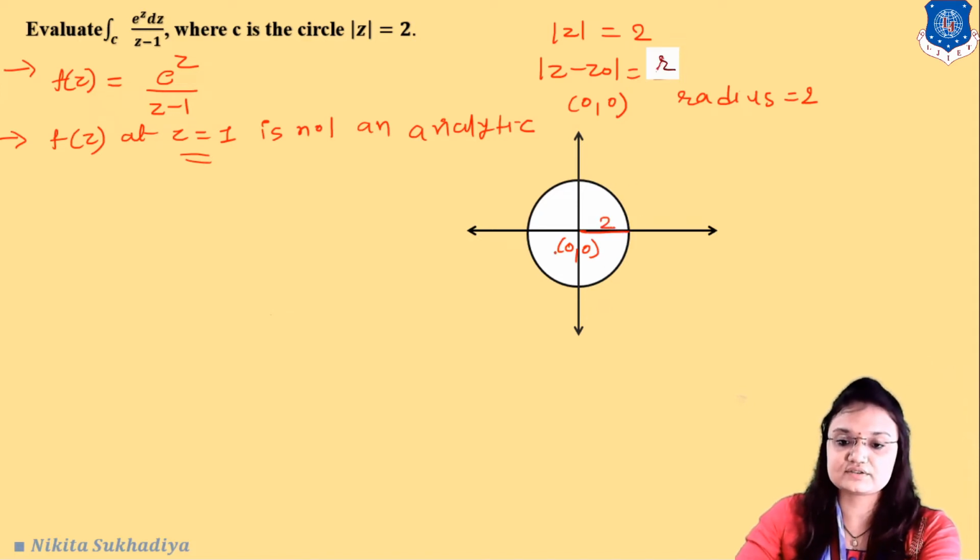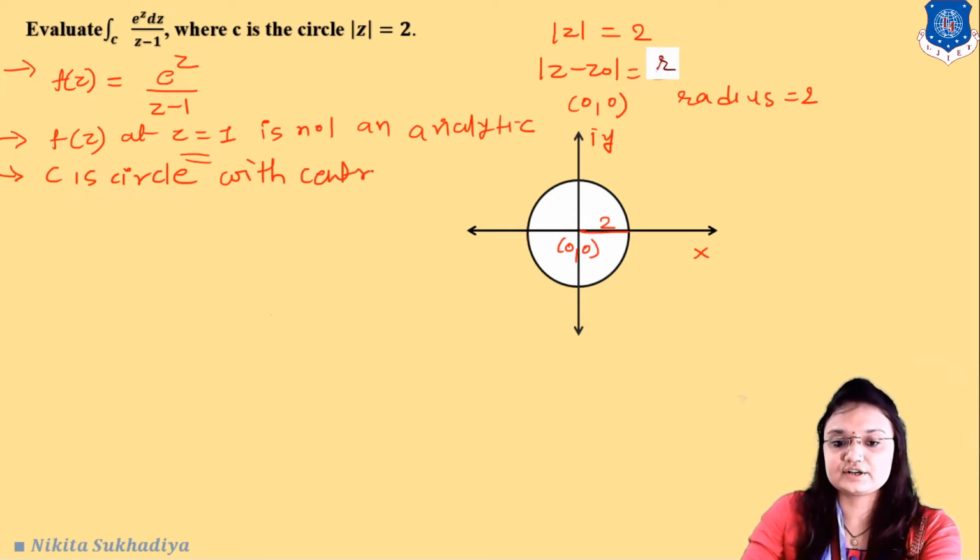So this is a circle with center point 0 0 and radius 2. So here we can say that C is the circle with center point 0 0 and radius r is equal to 2.